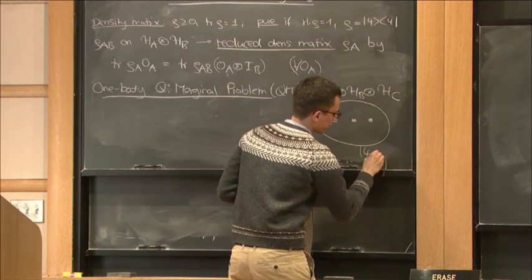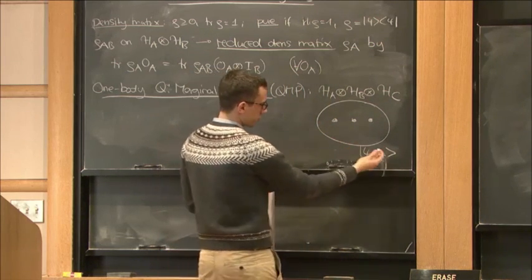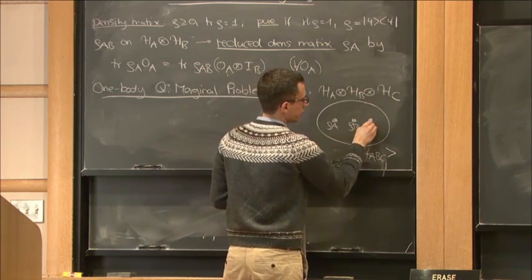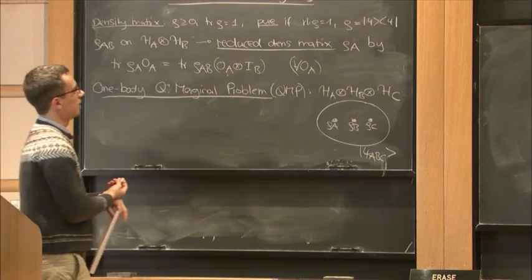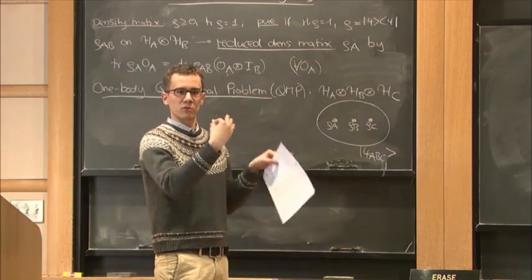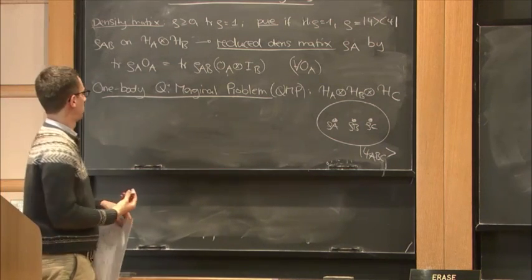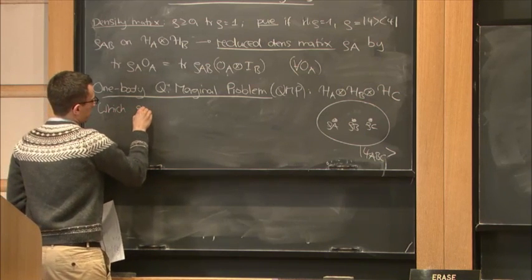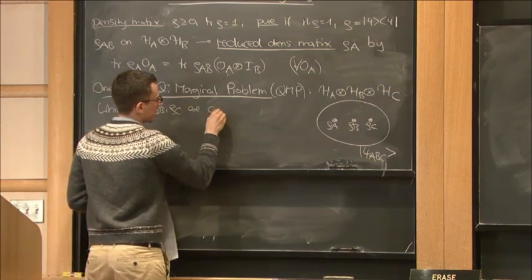So it's a projector onto some vector in Hilbert space that I denote by psi ABC. Now, from this pure state, what I can compute are the reduced density matrices of the single particles. So this would be rho A, rho B, and rho C. And now what the problem asks you is, what are the possible triples rho A, rho B, rho C that are compatible with the pure state?